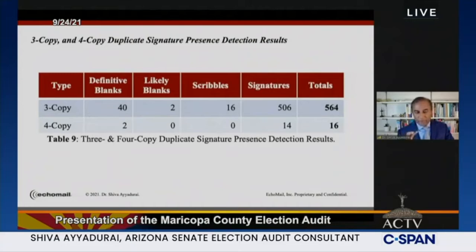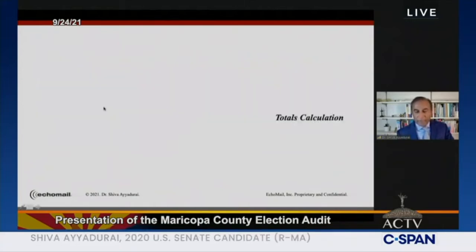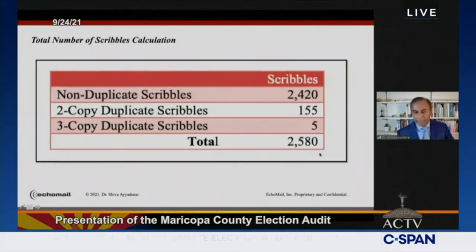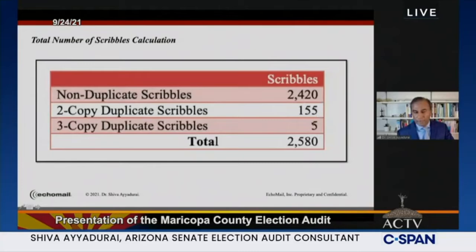2 sets which were scribble, 5 which were blank. So now we do the totals calculations. If you add the non-duplicate blanks, 1,872, 2 copy duplicate blanks, 45, and then 3 copy duplicate blanks, 2, you get 1,919. Similarly for the scribbles, 2,420 for the non-duplicates, 155 for the 2 copy, 5 for the 3 copy, we get 2,580.